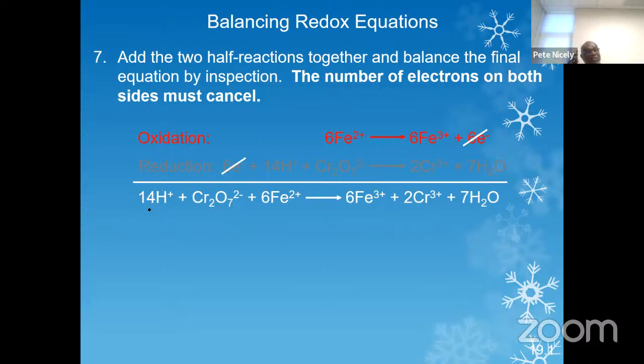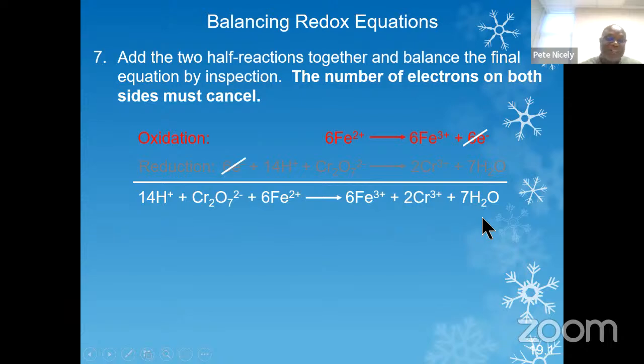Now, even though this should be the final answer, what I would strongly recommend that you do at this stage is to do a final check through to make sure that everything is balanced, including the charges, right? So let us do that right now. Let's start off with the hydrogens. You have a total of 14 hydrogens on the left, and you have 14 hydrogens, 7 times 2, on the right.